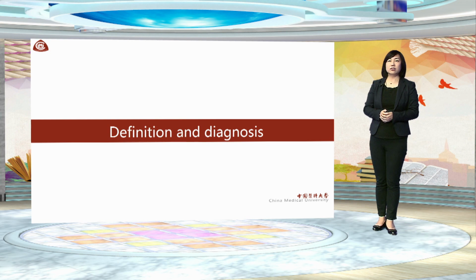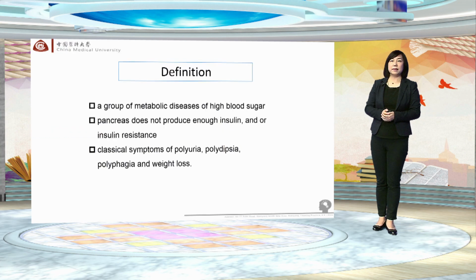In this chapter, let's learn about the definition and diagnosis of diabetes. Diabetes mellitus, or simply diabetes, is a group of metabolic diseases in which a person has high blood sugar either because the pancreas does not produce enough insulin or because cells do not respond to the insulin that is produced, also called insulin resistance. This high blood sugar produces the classic symptoms of polyuria, frequent urination, polydipsia, increased thirst, polyphagia, increased hunger, and weight loss.